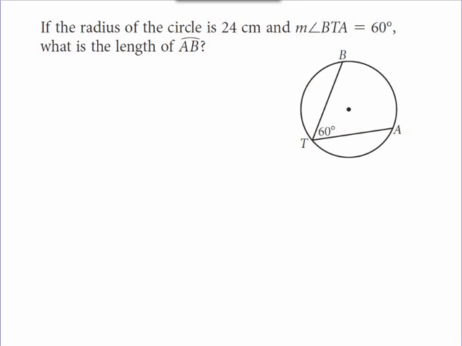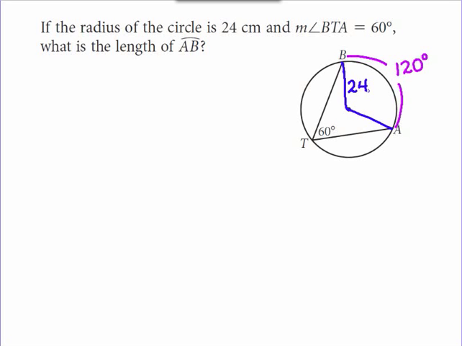If the radius of the circle is 24 centimeters and the measure of angle BTA is 60 degrees, what is the length of AB? So length, first of all, let's find the measure of BA. What is the measure of BA, folks? 120. 120, because BTA is what type of an angle? Inscribed, good, because it's on the inside. So then now also, what I end up having here is a central angle that is 120 degrees, and I know that my radius is 24.